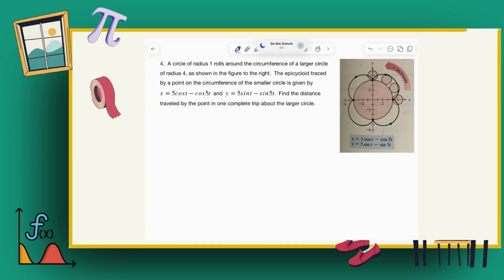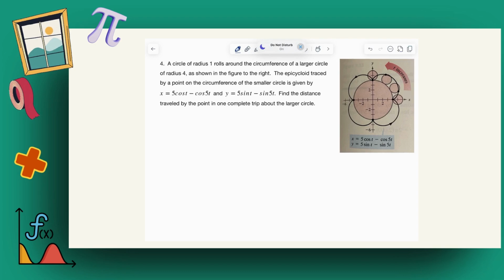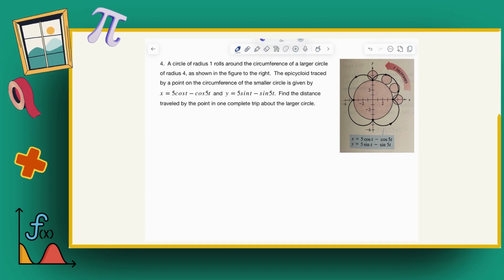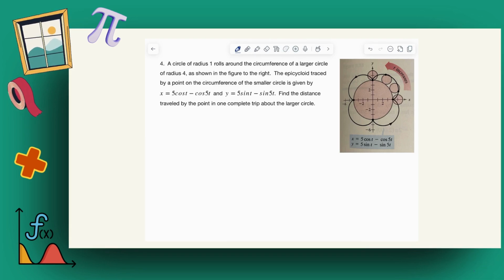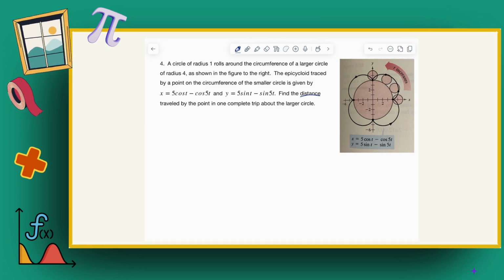So looking at this example here, a circle of radius 1 rolls around the circumference of a larger circle of radius 4, as shown in our figure to the right here. We are given a parametric curve, x and y. We want to find the distance traveled by the point in one complete trip around the larger circle.